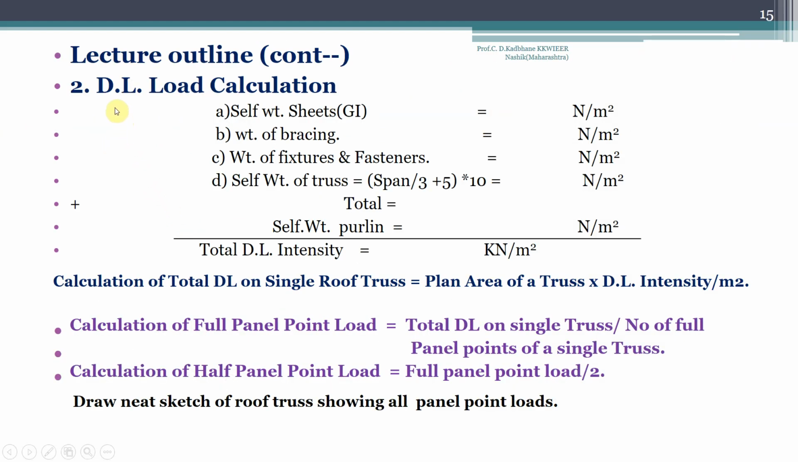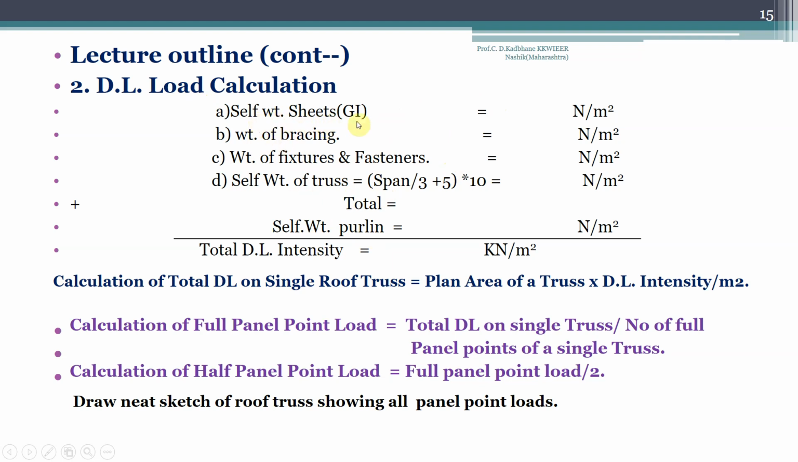So let us study the second step, that is the calculation of dead load. For calculation of dead load, we have to consider the self-weight of sheets. Generally, GI sheets should be assumed. In modern day, in all structures, GI sheets or galvanized iron sheets are used. Then similarly consider weight of bracing, weight of fixtures and fasteners, self-weight of truss, and self-weight of purlin.